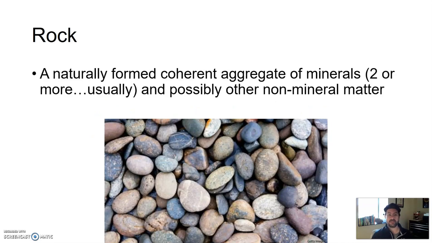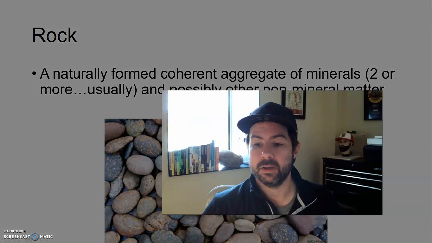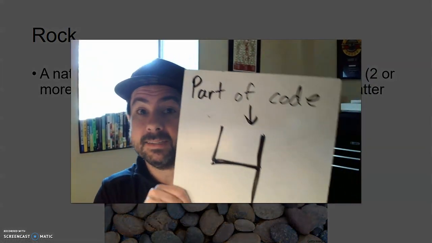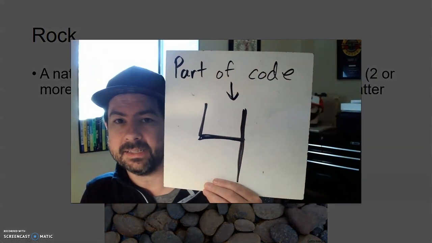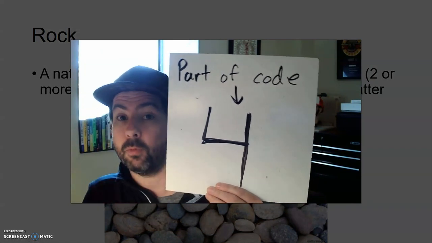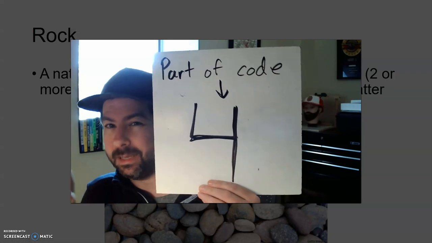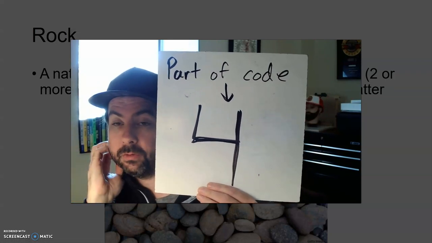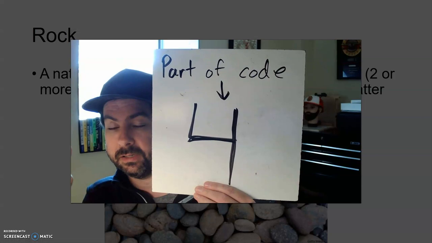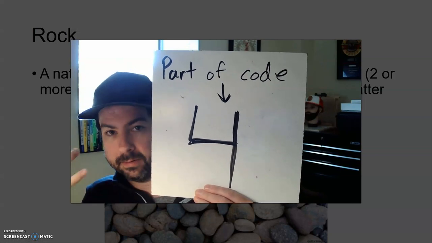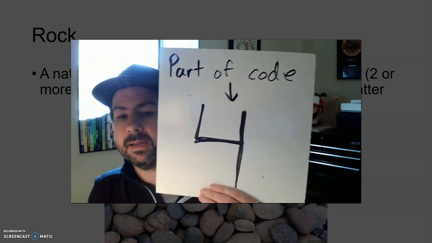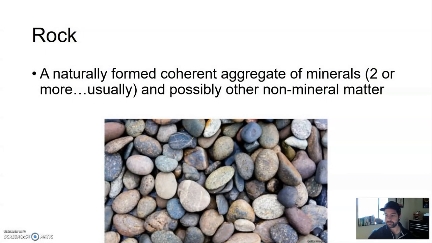Well, a rock is a naturally formed coherent aggregate of minerals, two or more, usually, and possibly other non-mineral matter. Well, what the heck does that mean? In essence, a rock is made up of two or more minerals. You take any two minerals, you smush them together in some way, shape, or form, and that's what a rock is. Not always.